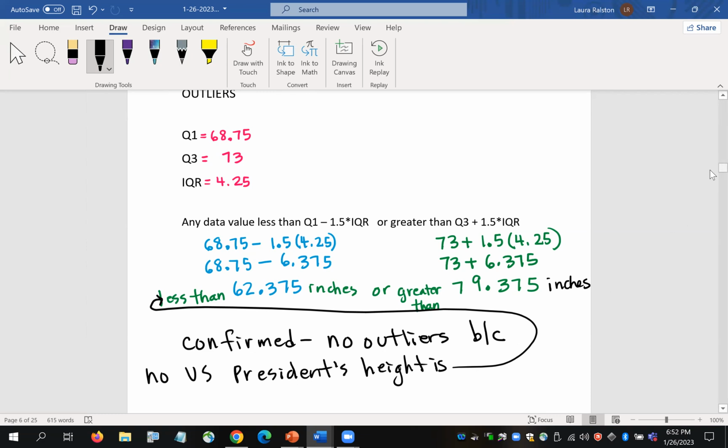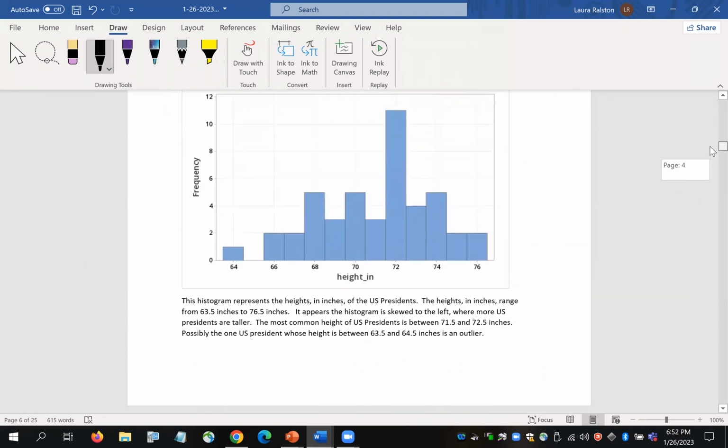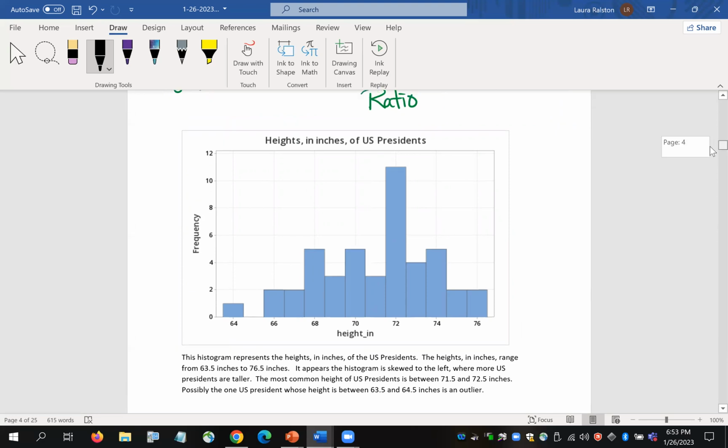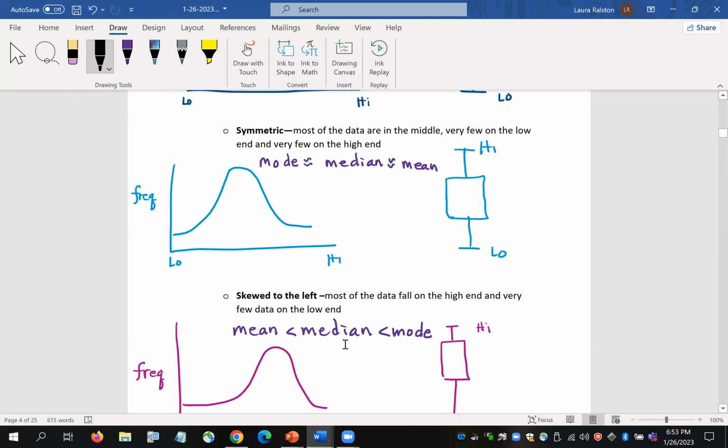The last thing that we need to do, that you're asked to do on the project, and that you really need to do anytime you're looking at it, visually, using our eyes, we've said we believe the distribution is skewed to the left. I want to prove it, verify it, confirm it with the numbers, because my eyeballs could be seeing something different than your eyeballs. For that, remember, we compare the mean, the median, and the mode.